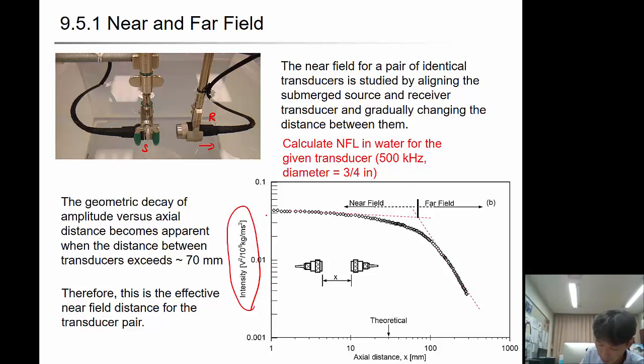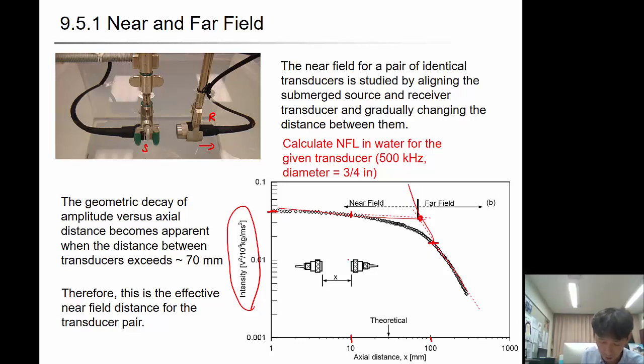So at 1 millimeter, amplitude was here. At 10 millimeters away, still it's here. At 100 millimeters away, now it's going down exponentially. So the slopes are very different. It's kind of a bilinear curve. And the point here is the threshold differentiating the near field zone and the far field zone.